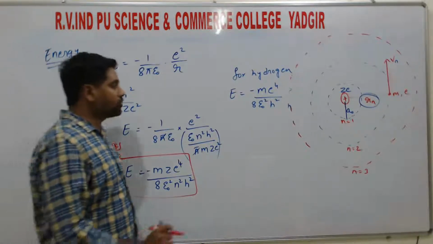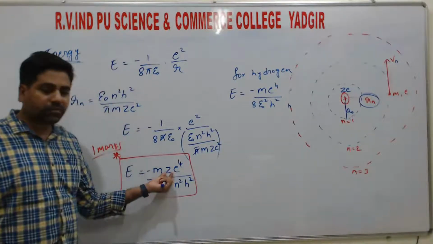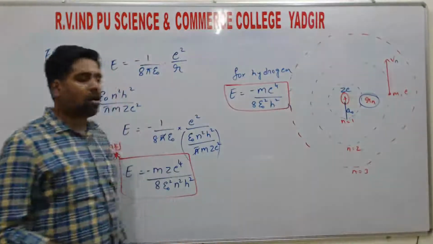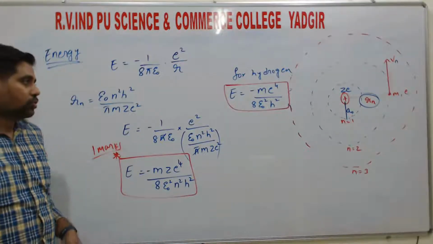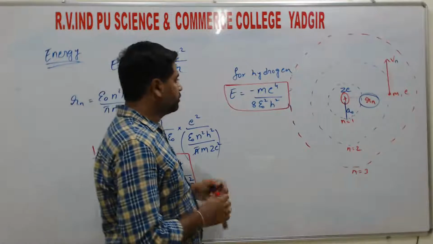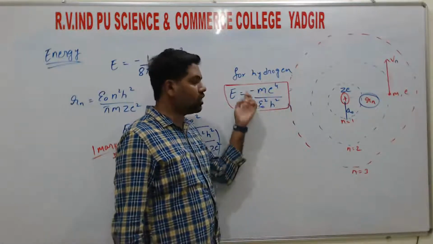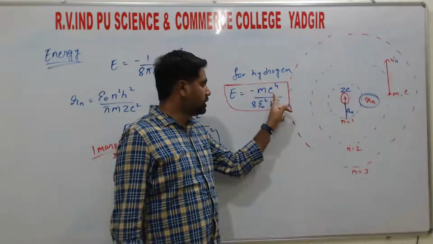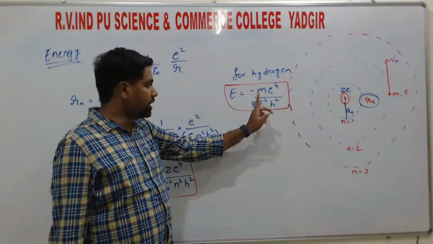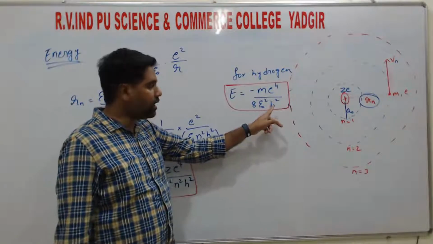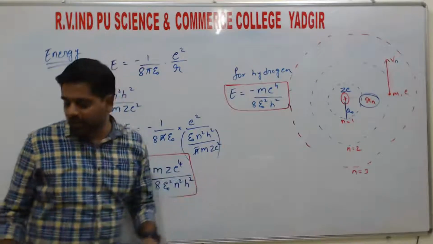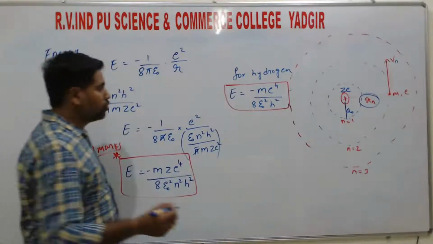If they ask for the hydrogen atom, just put 1, then we get the energy of the hydrogen atom. If we observe here, all these values are constant. Mass of the electron is constant, charge of the electron is constant, epsilon naught is constant, and h is Planck's constant. So if we substitute all these values, then we get the value.